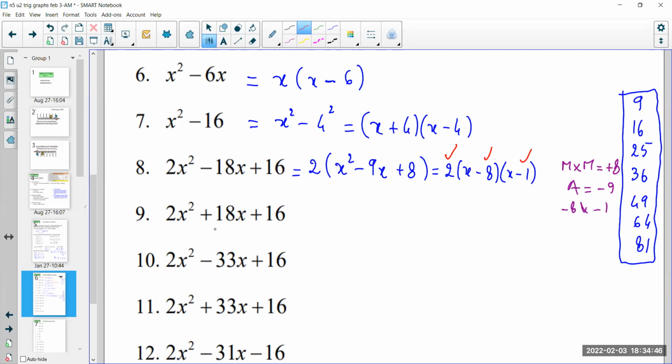Same for the next one, but this time they are going to be all positive. x squared plus 9x plus 8, which gives us x plus 8 times x plus 1. Again, 3 marks. Okay.